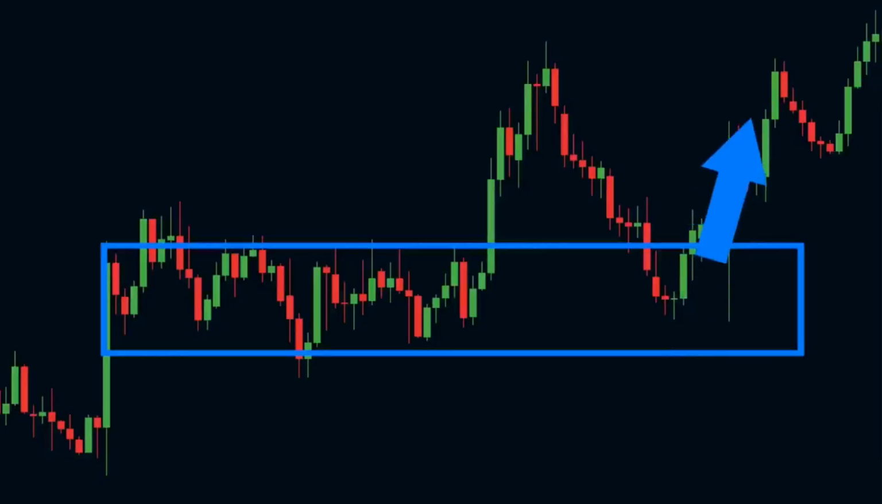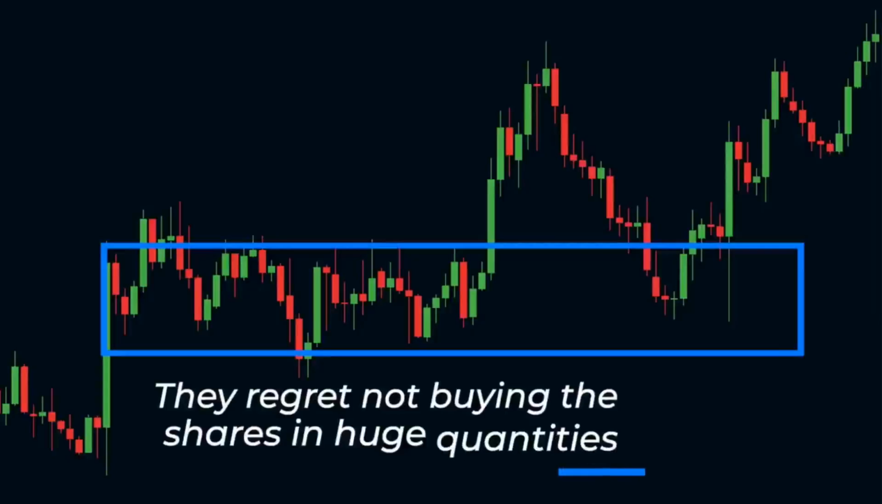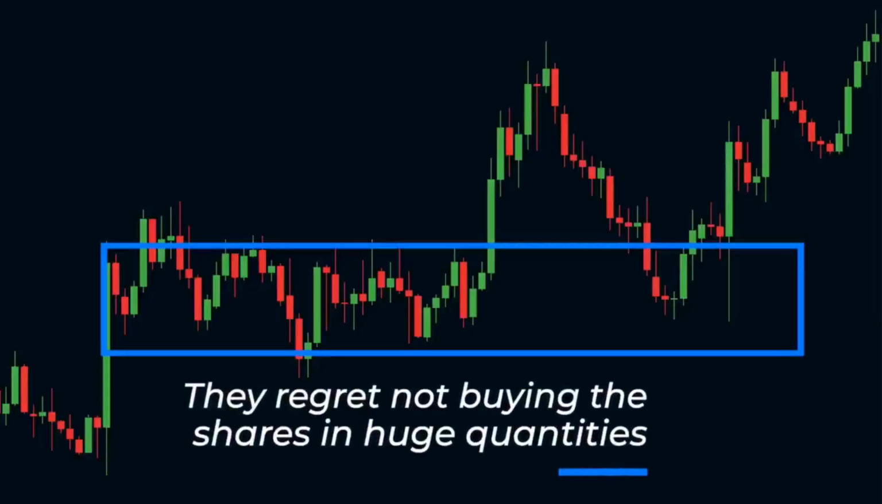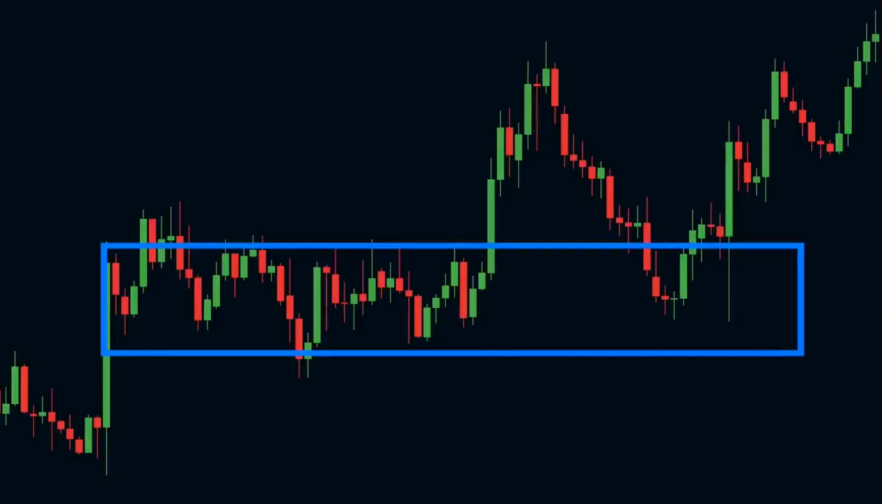Now let's look at this chart from the perspective of the buyers. When the price breaks above the value zone, the buyers start to make profits. They start to feel the greed. They regret not buying the shares in huge quantities. If they would have done so, they would be sitting in a bigger profit. So they beg the market to give them the opportunity to buy again at the value area.